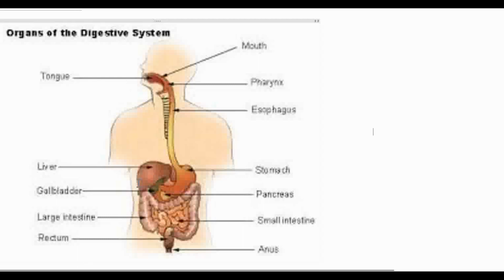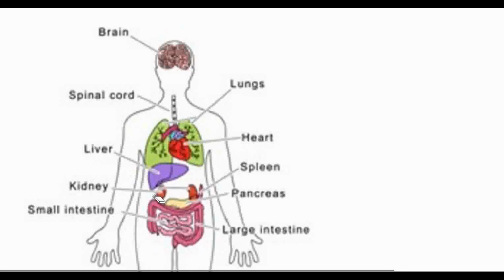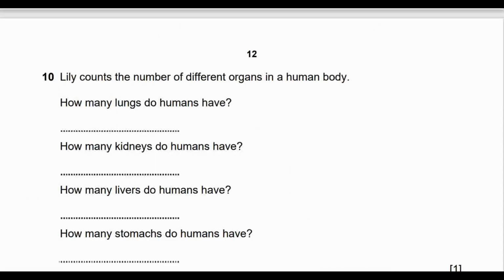Humans have one liver and one stomach. And humans have two lungs, left and right. And kidneys, humans have two kidneys, left and right. Okay, let's write down the answer in the answer slot. So we write two lungs, two kidneys, one liver, and one stomach. That will be our answer.